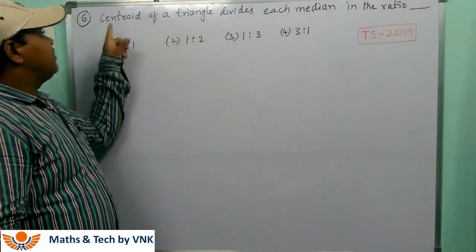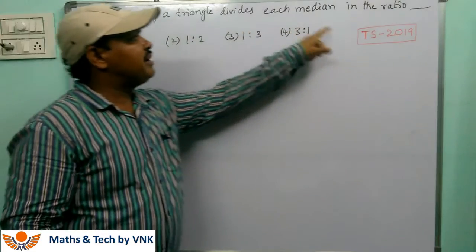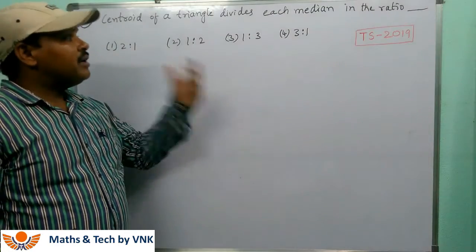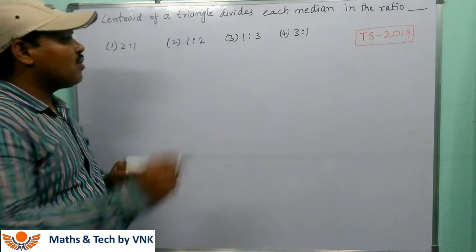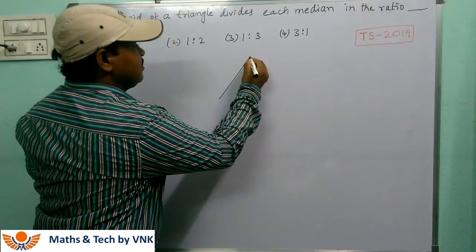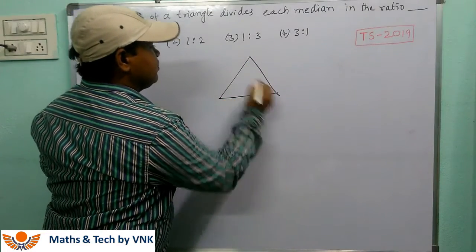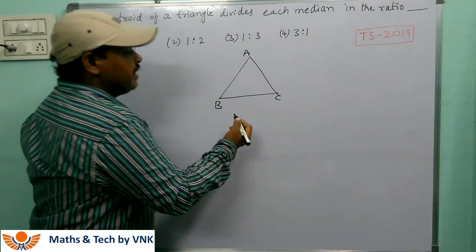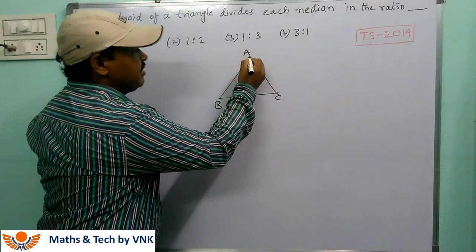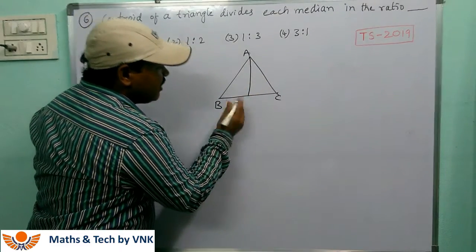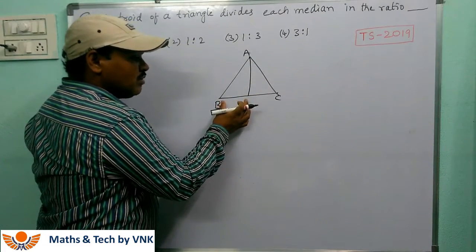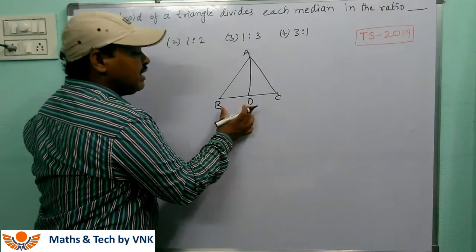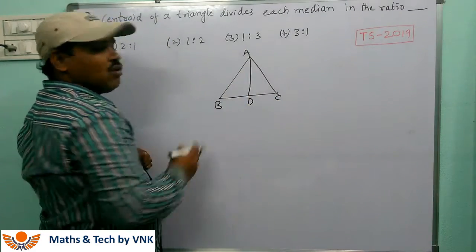Next question is, the centroid of a triangle divides each median in the ratio. Okay, so the intersecting point of medians in a triangle is called the centroid. Now consider a triangle. So this is A, this is B, this is C. Now draw a median to BC from vertex A. It will divide the BC length into two equal lengths. So this is say D, BD and DC. Now BD length and DC length is the same. So this AD is called a median.